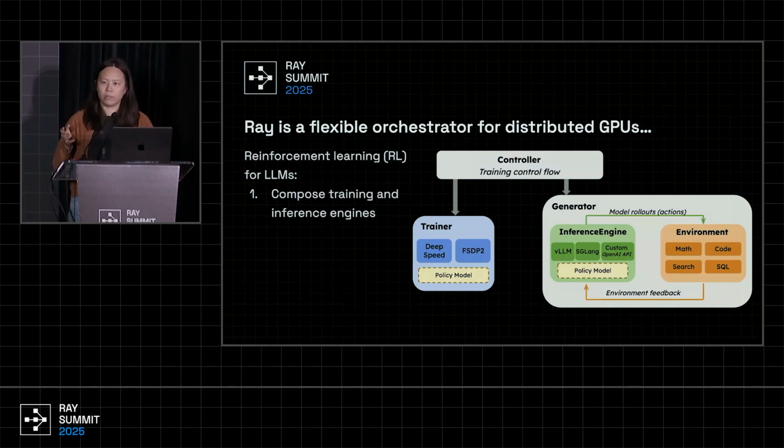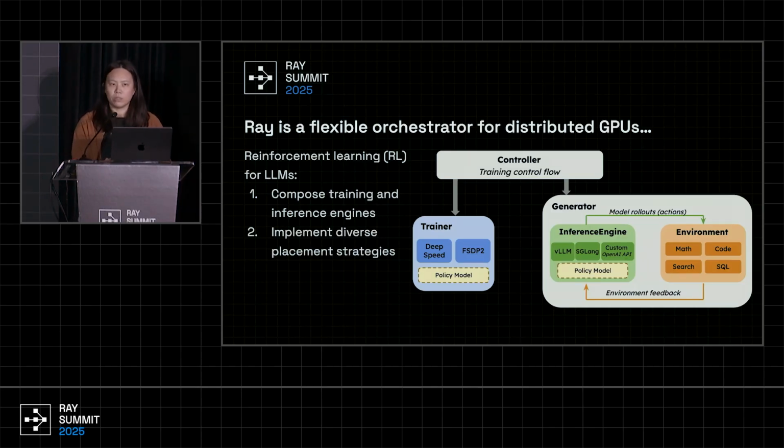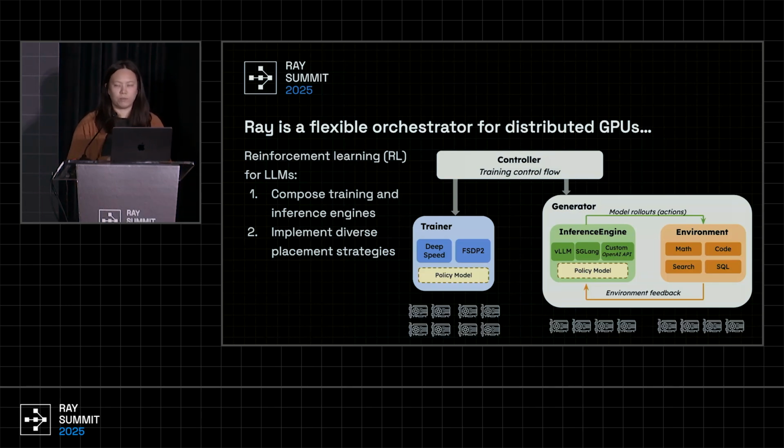To coordinate all of these things together, we need some kind of controller program that specifies what the RL algorithm looks like and how data and control should flow between these different components. And that's what Ray is really useful for. On top of that, we also have to implement a diverse array of different placement strategies. So you can imagine if you have some cluster of GPUs, there's a lot of different options for how you should place your training and inference engines.